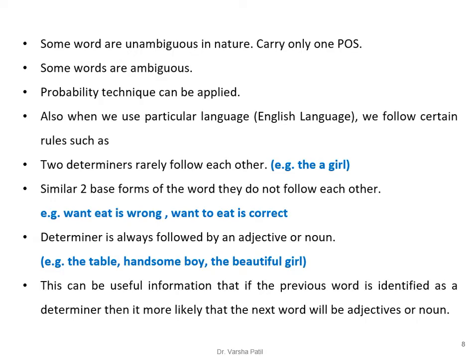This can be useful information: if the previous word is identified as a determiner, then it is more likely that the next word will be an adjective or noun. So this is nothing but learning. That is, if the machine learns that a particular type of sequence is there, we can do that task accurately.